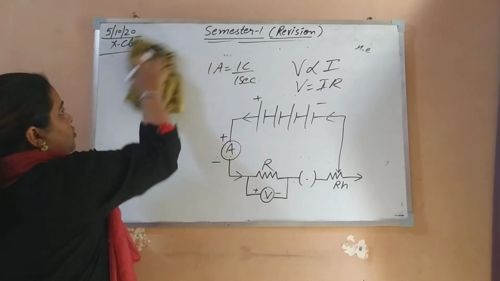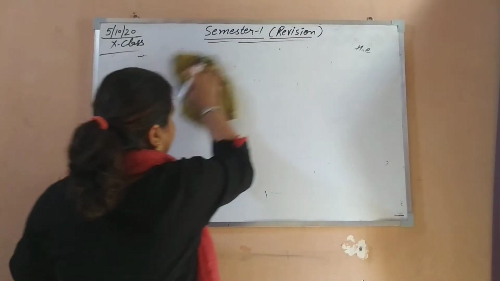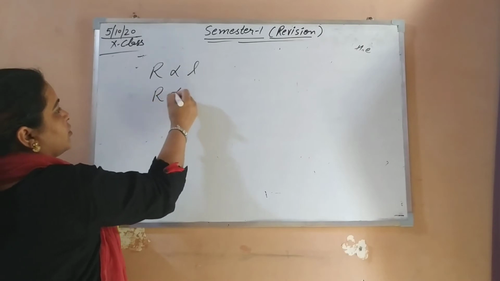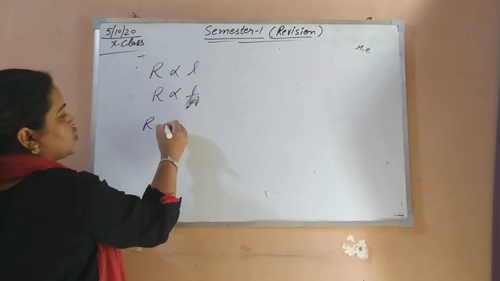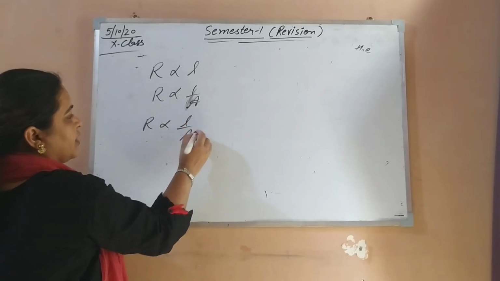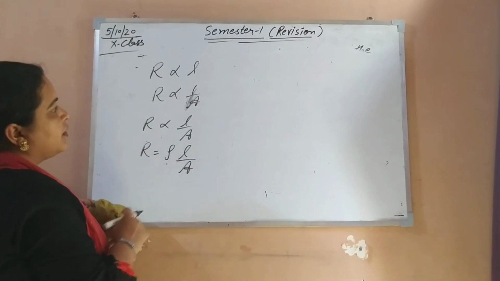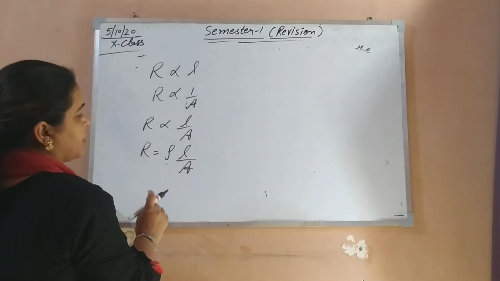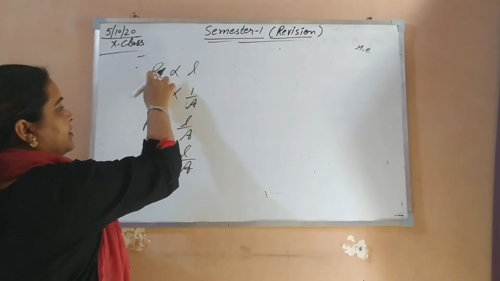After Ohm's law, we have done the factors on which the resistance of a conductor depends. Resistance of a conductor is directly proportional to length and inversely proportional to area. So when we have joined it, L upon A, we have to remove the proportionality sign. R is equal to rho L by A. What does it mean? 1 upon A, inversely proportional to area. More area, less resistance. And if length is greater, then resistance would increase.